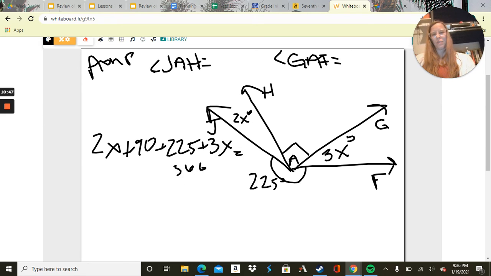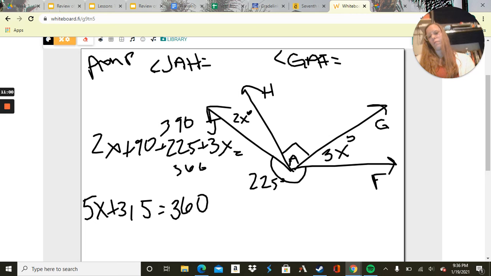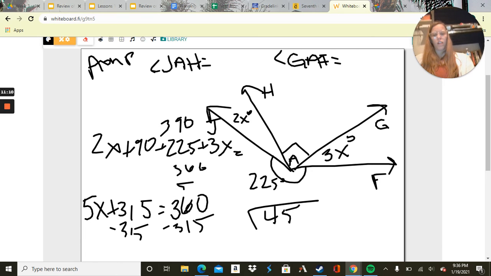We'll simplify that once we combine. So we have 5x plus 90 plus 225 is 315 equals 360. Not too bad. Let's subtract 315. We're going to get 45 divided by 5 is 9. X equals 9. So JAH, 2 times 9 is 18. 3 times 9 is 27.